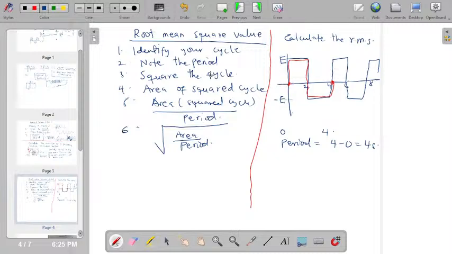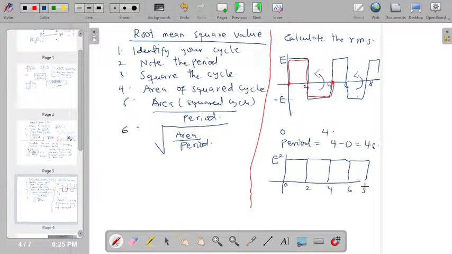The next thing is to square the cycle. When you square the cycle, what happens? This side will go up. It will also become positive. That is what you should take note of. So we are going to have a new waveform where all of them move up, because the negative ones will also fill up and you get our E squared here. So now we have here 0, 2, 4, 6, 8.